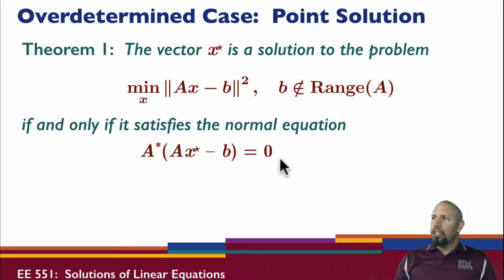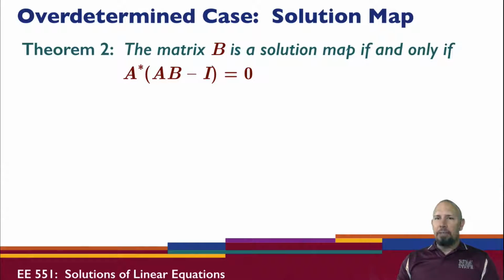So the normal equation, again, is an important equation. What is the normal equation telling us? Well, here's a vector. That vector times this matrix is 0. That means this vector is in the null space of A adjoint. Okay, so that's an important thing. So this gives us the point solution to the minimization problem.